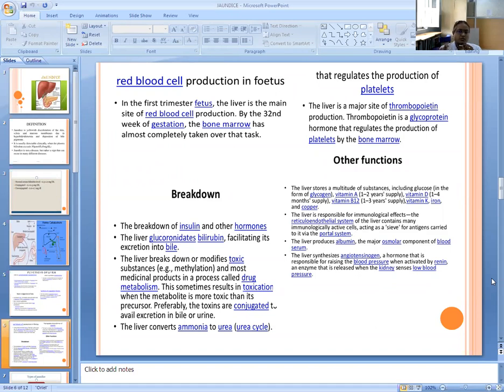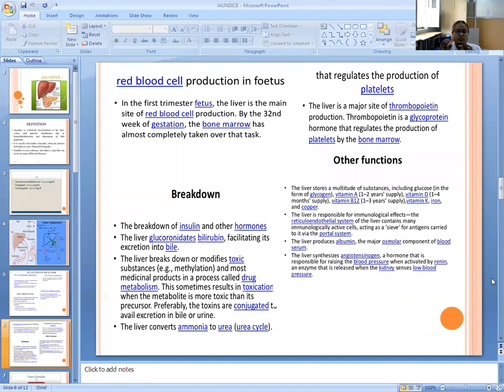Now other functions include storage function. It is a storage site for some vitamins, storage site for iron, copper, vitamin A, vitamin D, vitamin B12, glycogen, like that. So storage function. Then function in the immune system, or immunological function.